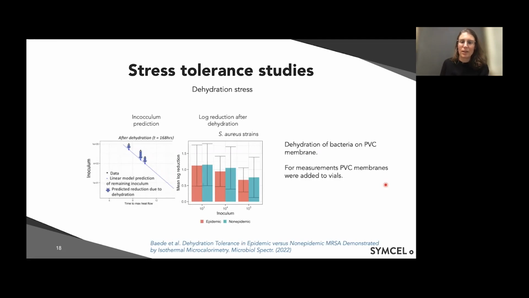So here, bacteria, S. aureus in that case, were put on a PVC membrane and dehydrated for 168 hours. And then for the measurement, you could add the PVC membranes directly to the vial with medium, and then record the thermograms. And since, as I already told you before, you can use the method to determine the initial cell numbers, we could see the reduction of the viable cells due to the dehydration.